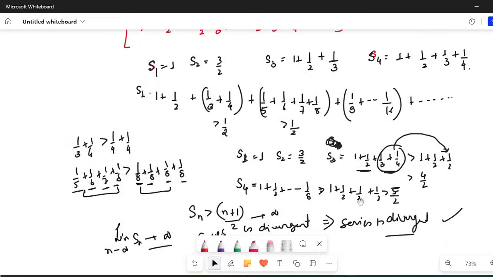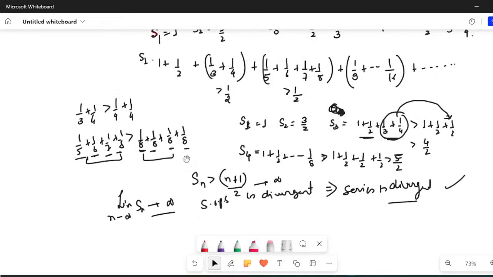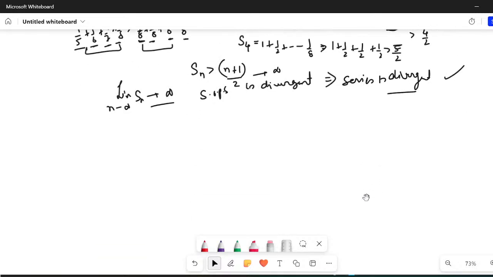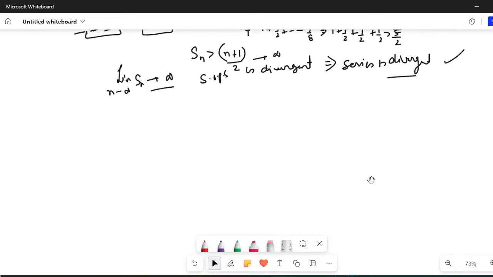So in any case, I developed an idea that Sn, the sequence of partial sums, in general is greater than (n plus 1) by 2. And as n tends to infinity, this is also going towards infinity. So the sequence of partial sums is divergent, so the series is divergent. Always remember, this is an important assertion here.